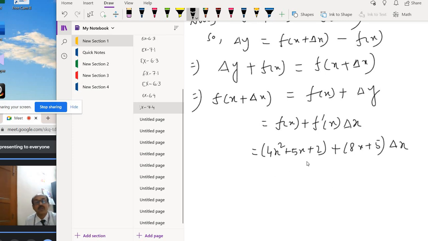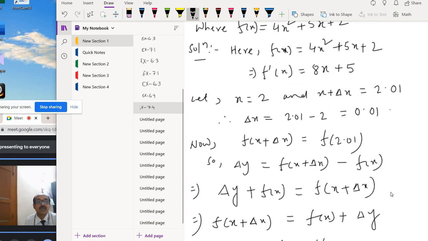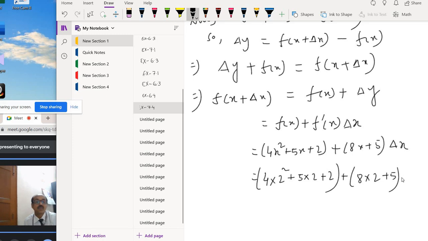Now putting the values of x and delta x. So x is 2, so 4 into 2 square plus 5 into 2 plus 2, plus 8 into 2 plus 5, into delta x, which is 0.01.